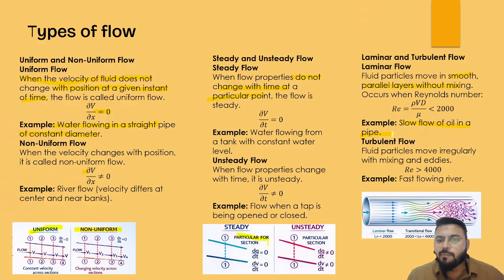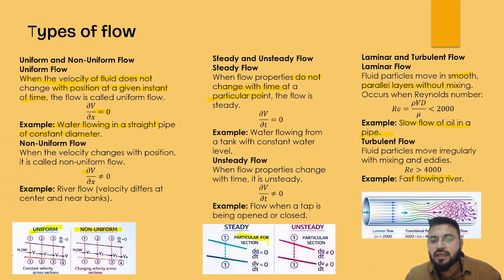Turbulent flow. Fluid particles move irregularly with mixing and eddies are generated, where Reynolds number is more than 4000. Example is fast flowing rivers. But between laminar flow and turbulent flow, there is an in-between flow which is known as transition flow. When flow changes from one form to another, it undergoes transition. That type of flow is known as transition flow, where the Reynolds number is between 2000 and 4000.